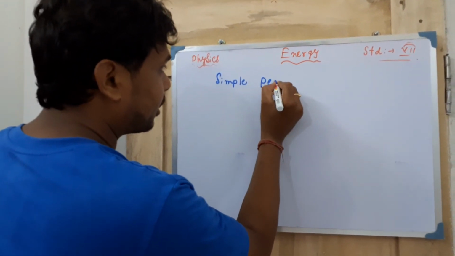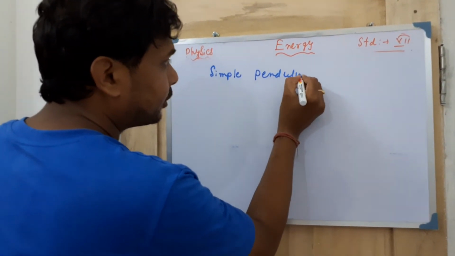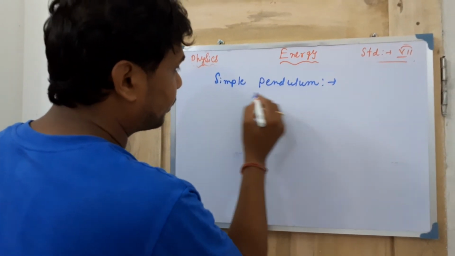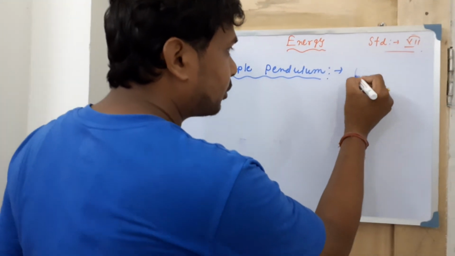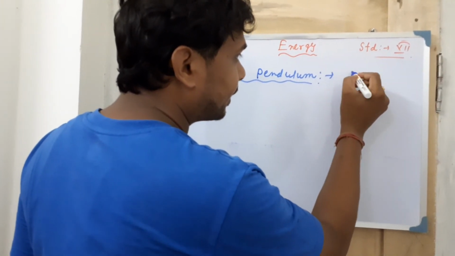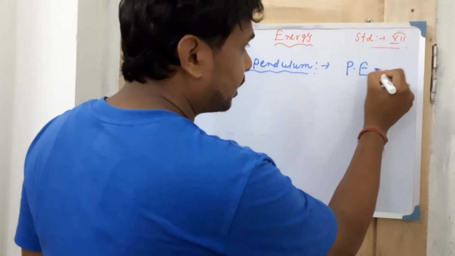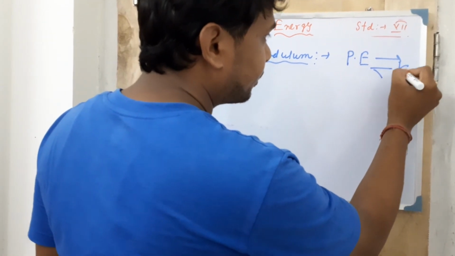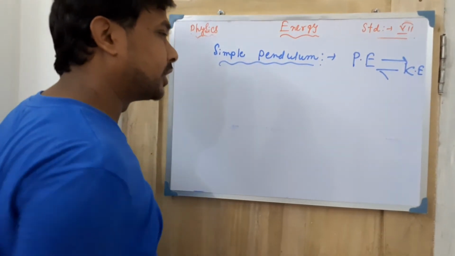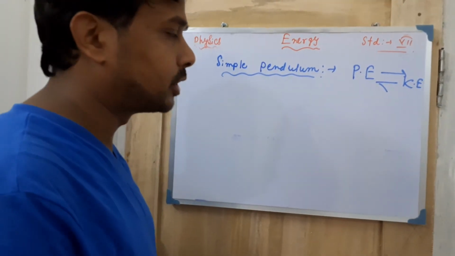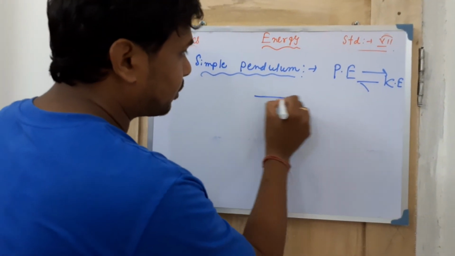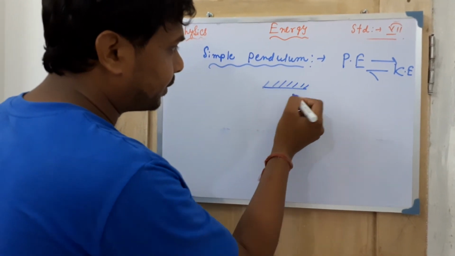Okay, if you talk about the simple pendulum, the main thing you have to notice is that interconversion of potential and kinetic energy will take place. That means one time potential will be changed to kinetic, and one time kinetic will also be changed to potential form. So first of all, you draw the simple pendulum.